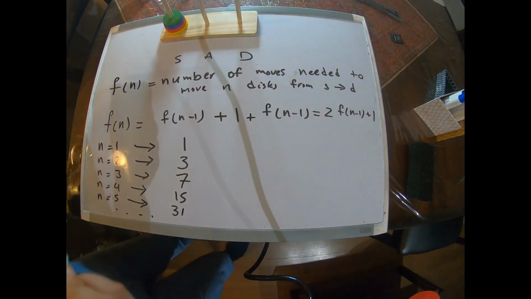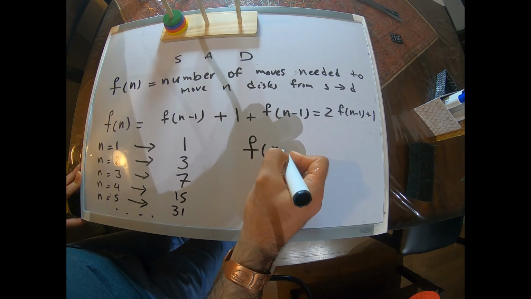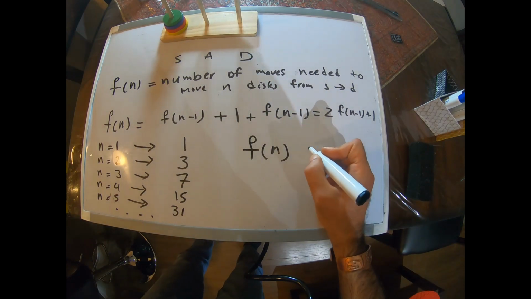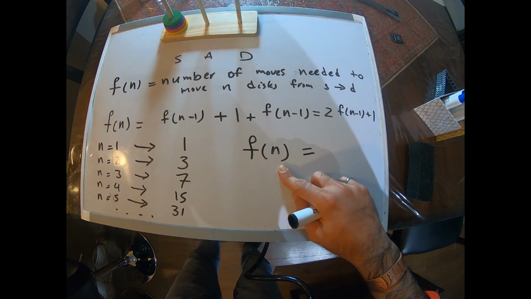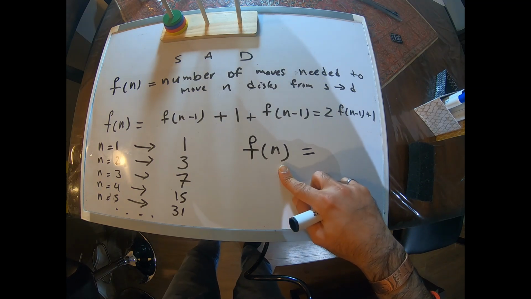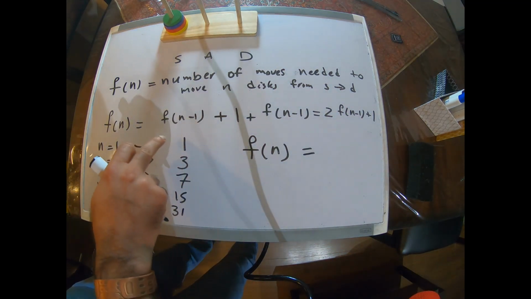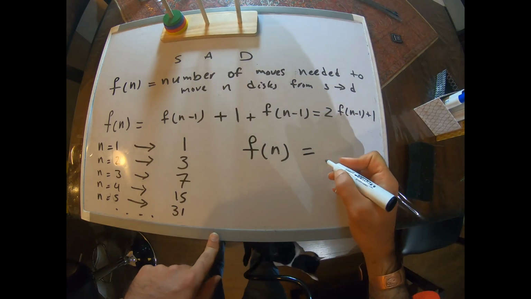Okay. Now, if I want you to find an explicit formula for f of n, can you see what's happening here based on n? Can you find a formula that gives us the number of moves needed to move n disks from one rod to another rod? I don't want it to be recursive or an implicit solution. I just want something exactly in terms of n.